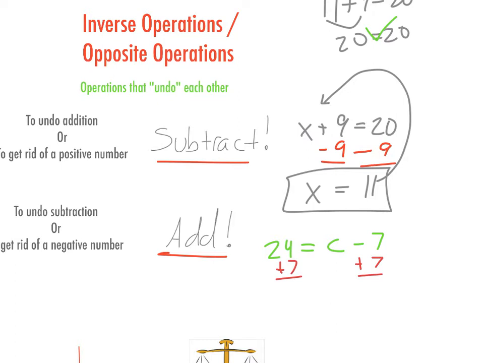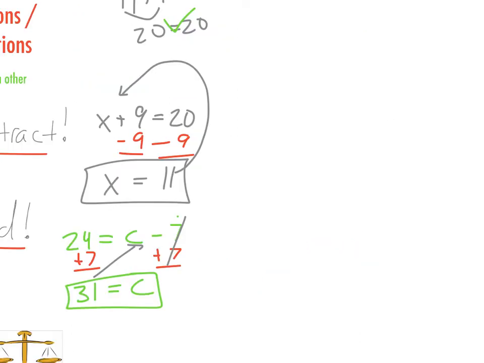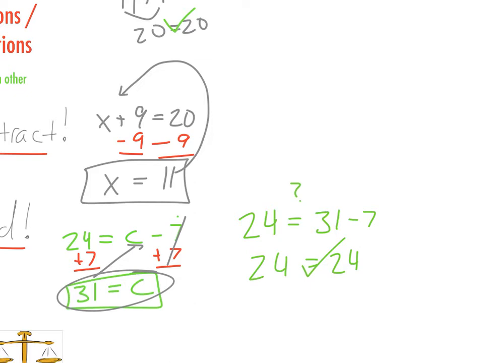And so when we do that, what we end up getting is 31 equals c. And what we know over here is that a minus 7 and a plus 7 cancel each other out. Again, we can check for balance by taking that 31 and putting it back in there for c. So let's see. Is 24 equal to 31 minus 7? Well, what's 31 minus 7? Well, what's 30 minus 7? 23, but we need to add 1 back. And 24 equals 24, so that checks out. So what brings balance? 31 brings balance.